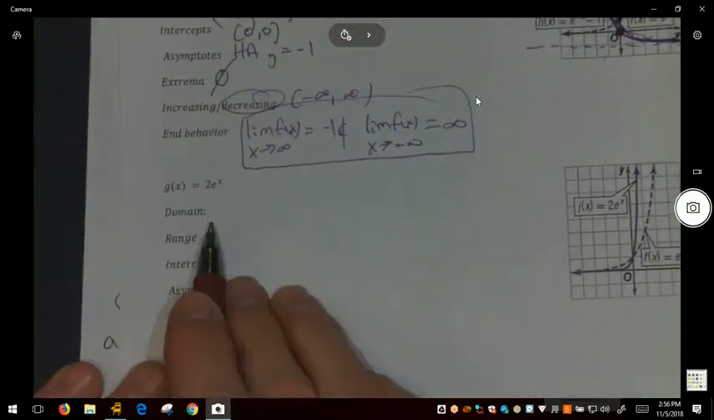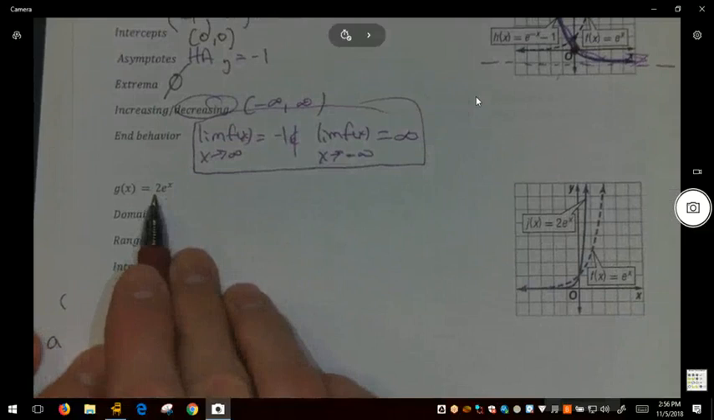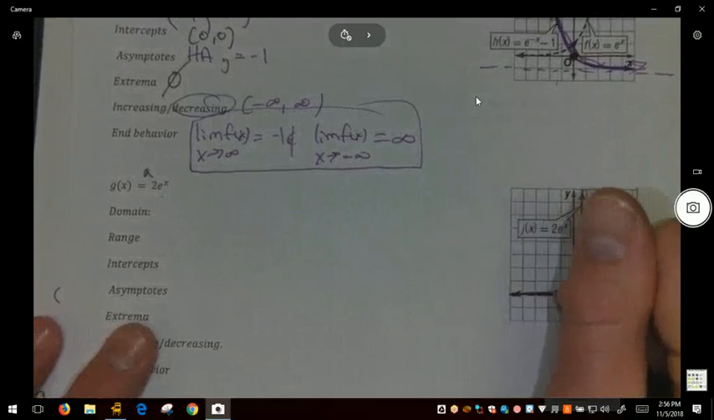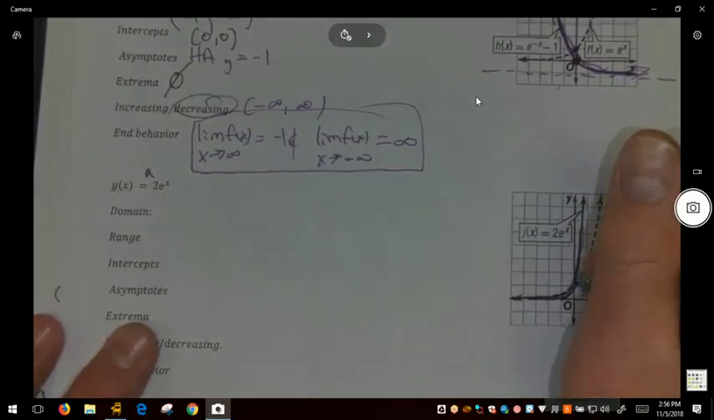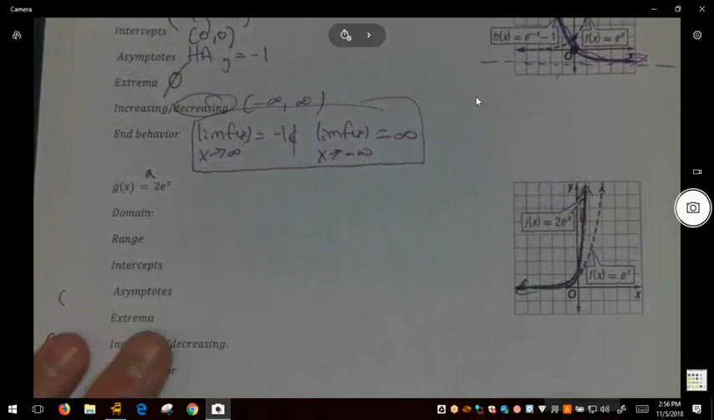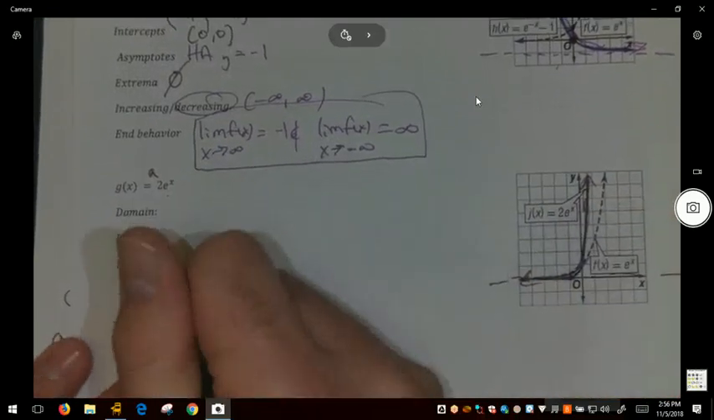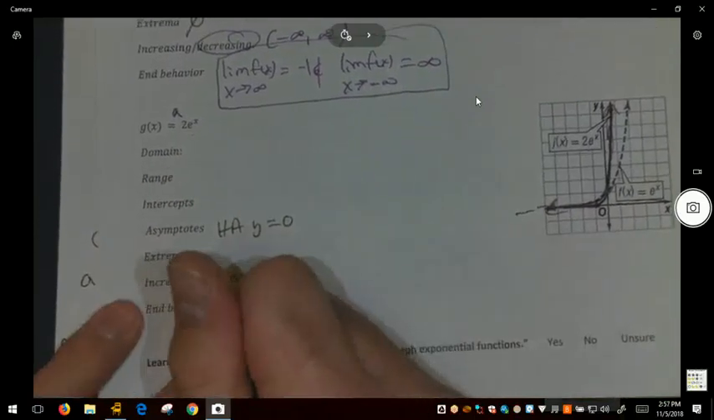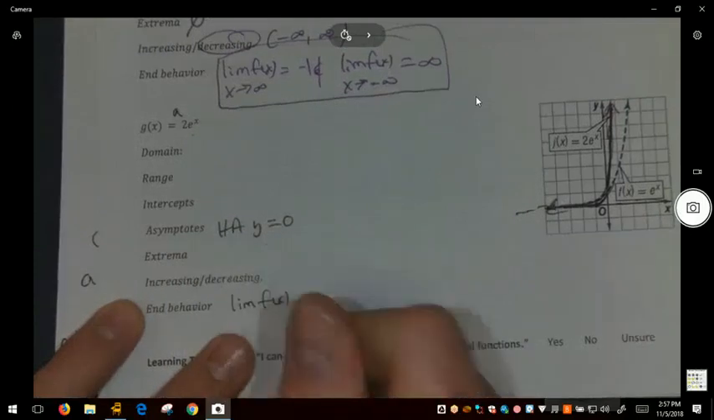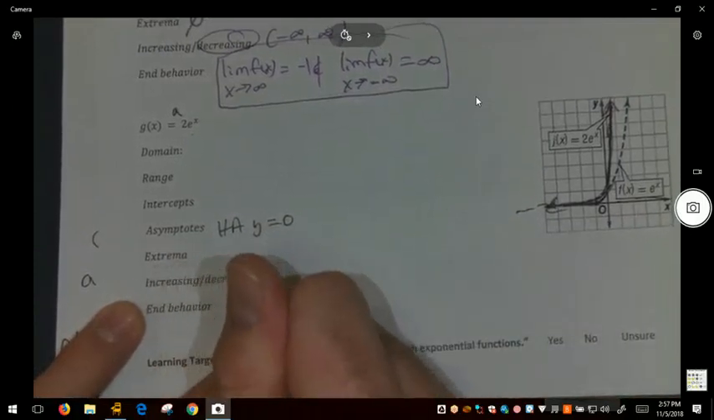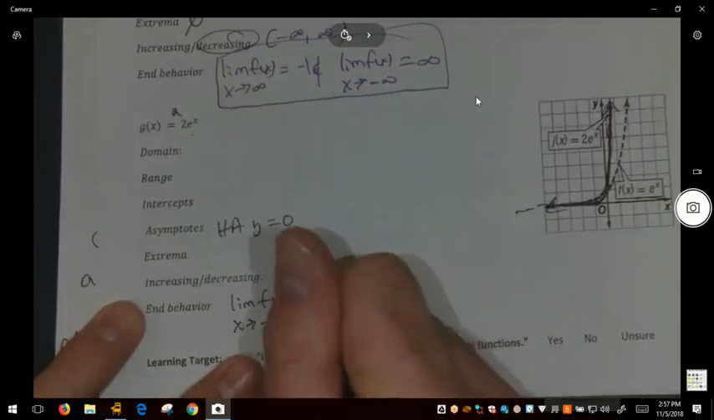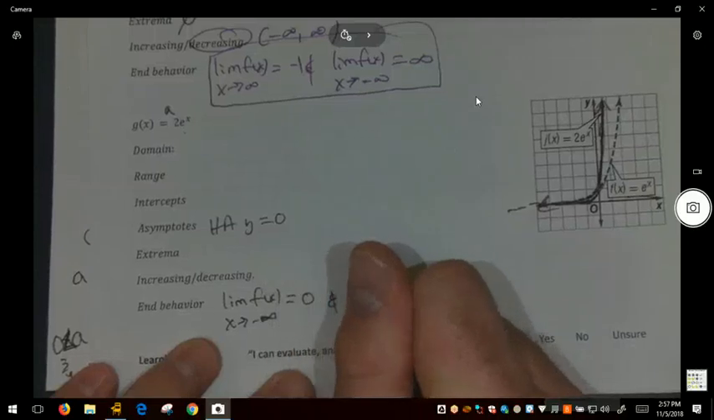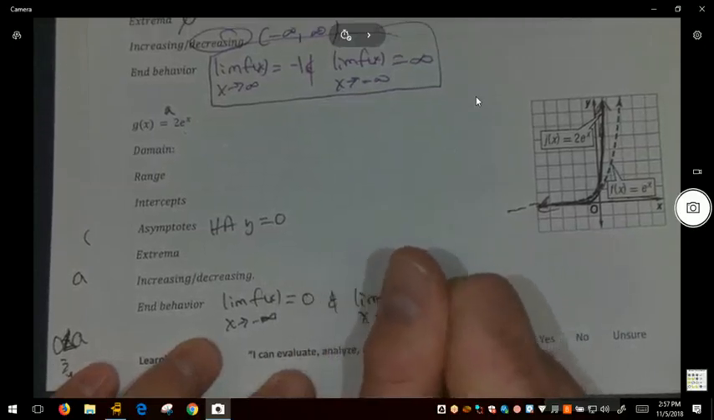In our next function, I'm going to describe what happened to the parent function again. I have a 2 multiplier in front, that's a, so there was a vertical stretch of 2. We're seeing that with this function, it's far steeper than the parent function f of x equals e to the x. There was no shift down, so our horizontal asymptote is once again y equals 0, which means our end behavior, as we go to the left this time, since it didn't reflect, f of x has a limit of 0. The output will approach 0. And the limit of f of x as we go to the right, well, there is no limit.